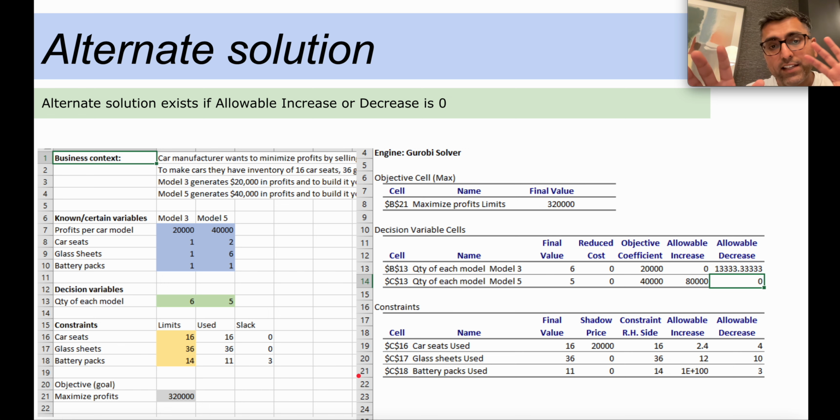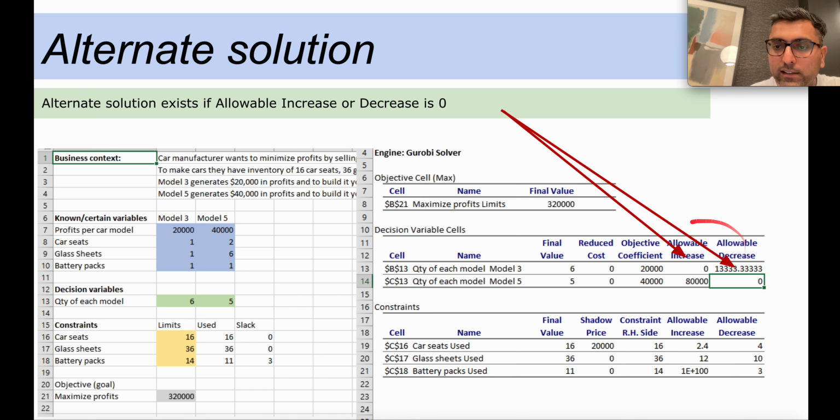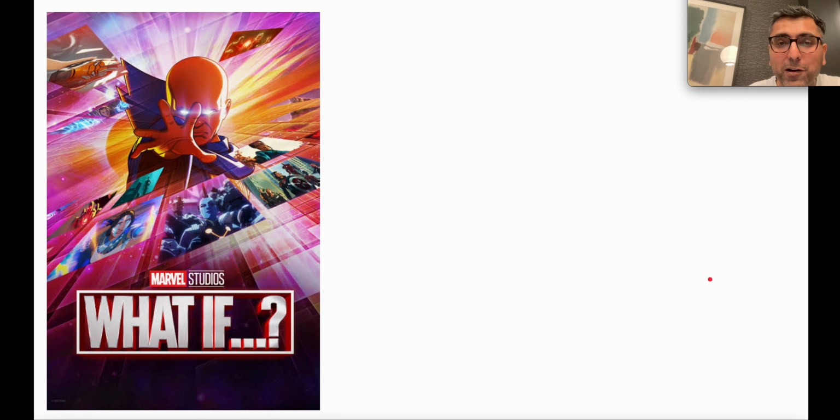Alternate solution, this is another example. Let's say you have this other video that I created on a car manufacturing situation. If you see allowable increase or decrease values to be 0, then this points very clearly to there being an alternate solution, where you could say, hey, I will add another constraint to set my profits equal to $320,000, and then I would minimize the decision variables. You can add more constraints to get newer values but still the same profits, and you can very quickly find that out from detecting the allowable increase and decrease, which tells you whether there is an alternate solution or not.